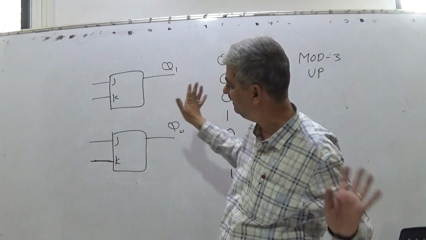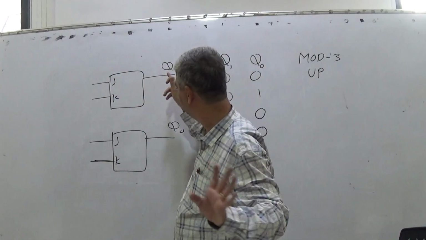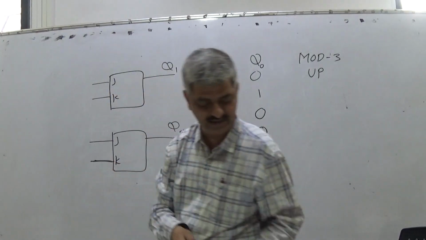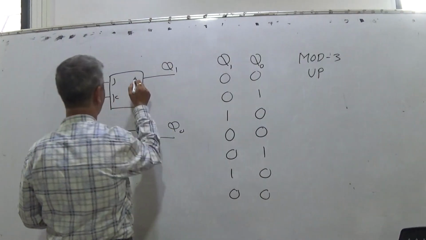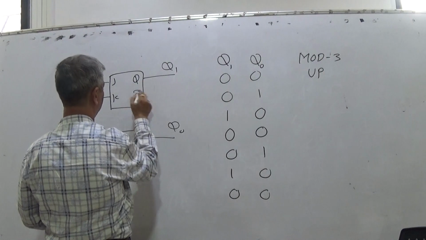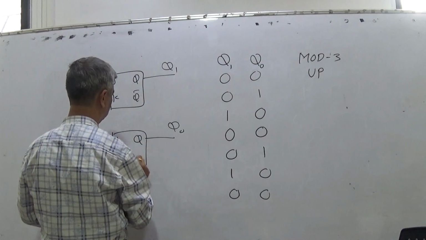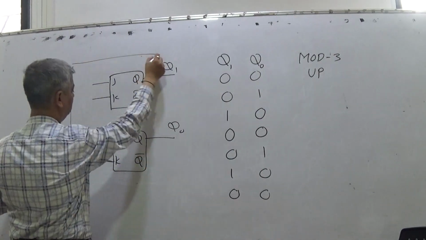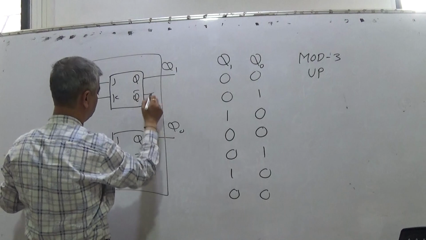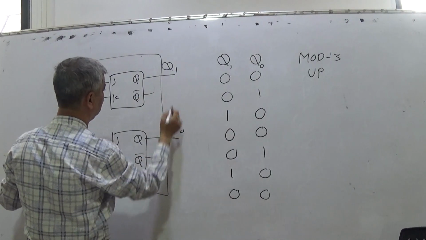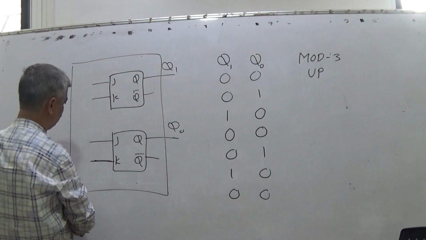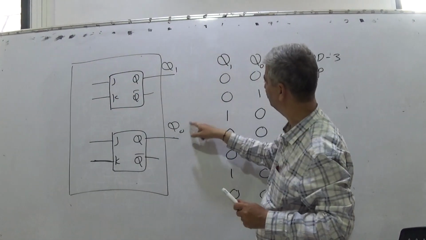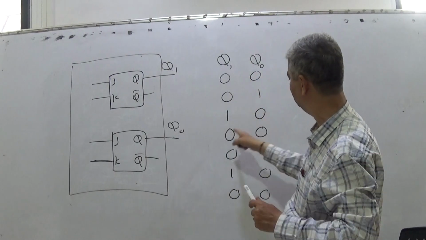So what we show in the diagram is J, K and Q, and obviously Q bar is also available. Q will come out externally. It will have 2 bits. Obviously, clock and reset I am not showing. So, what should I get? Q1, Q0 should be 0 0, 0 1, 1 0, then 0 0.